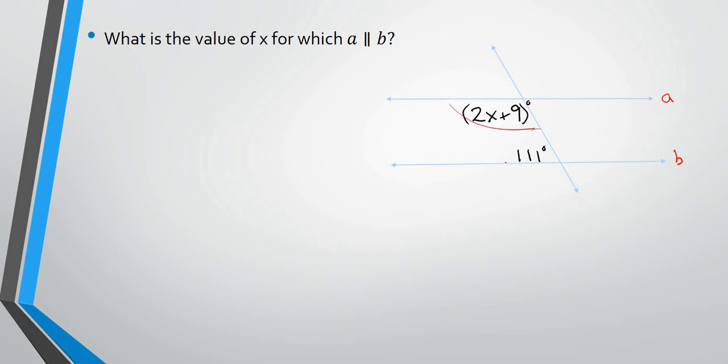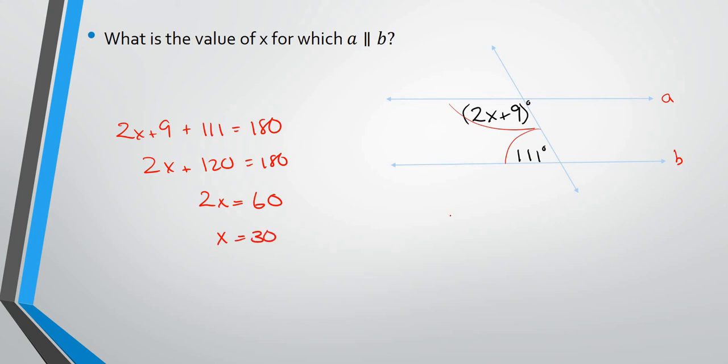And so if I look at these, these are my same side interior angles, and I know that if A and B are going to be parallel, then these two angles must add up to 180. So 2x plus 120 equals 180, 2x equals 60, and x is 30. So when x is 30, I have two angles that are same side interior that add up to 180. Therefore, I can say that A and B are parallel.